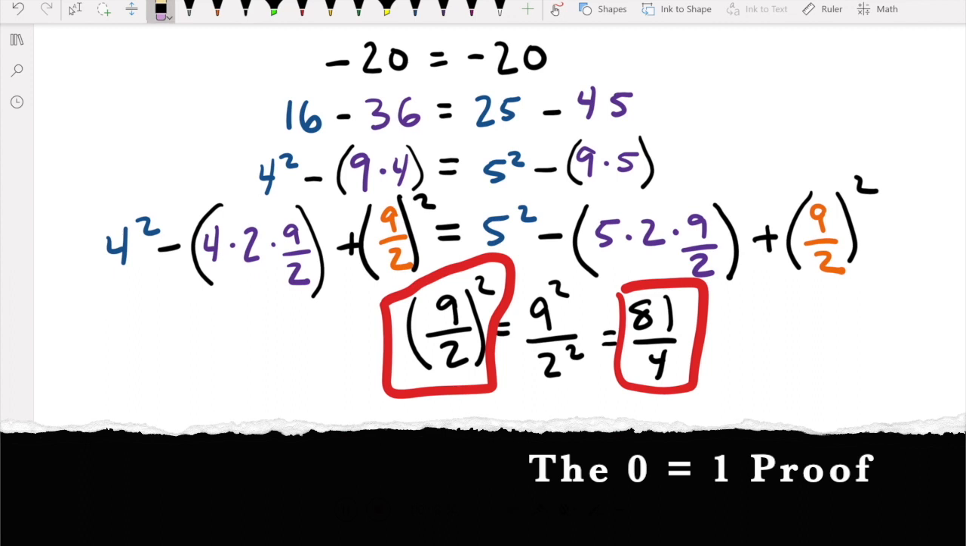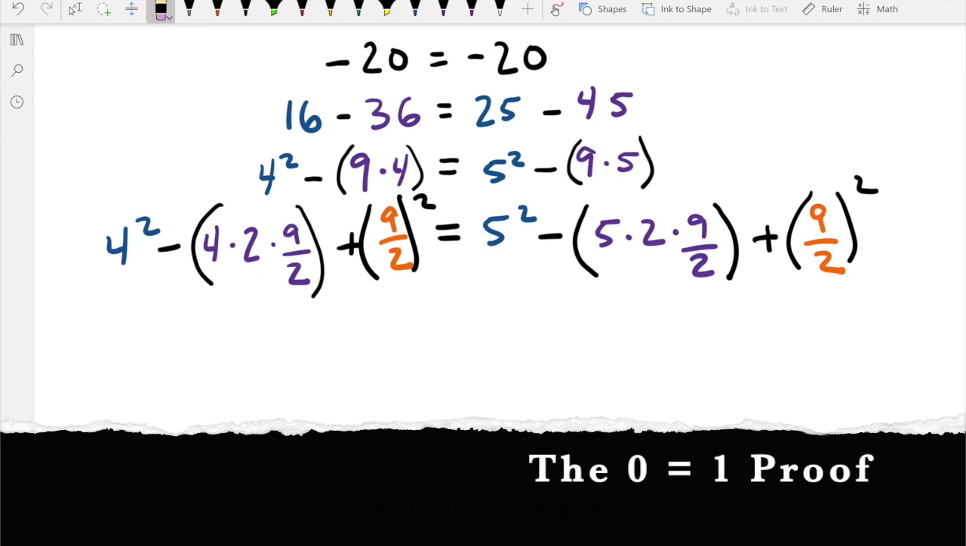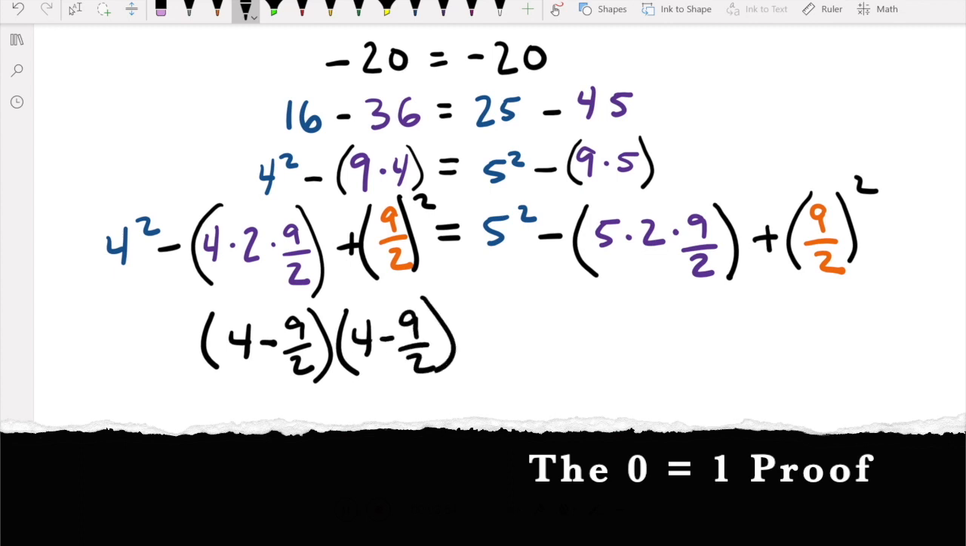So we still have the equality. And again, trust me, these are the same. You can try a calculator. Okay, so next. It may not be obvious. We can now factor these. So on the left here, it factors down to 4 minus 9 over 2 times 4 minus 9 over 2.